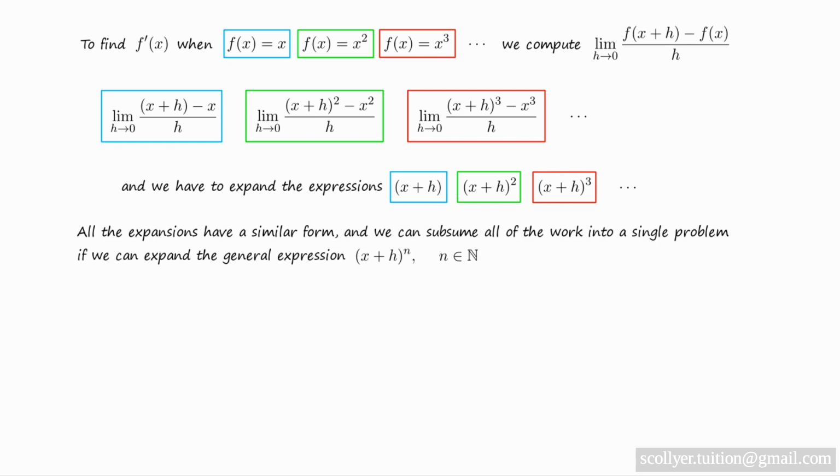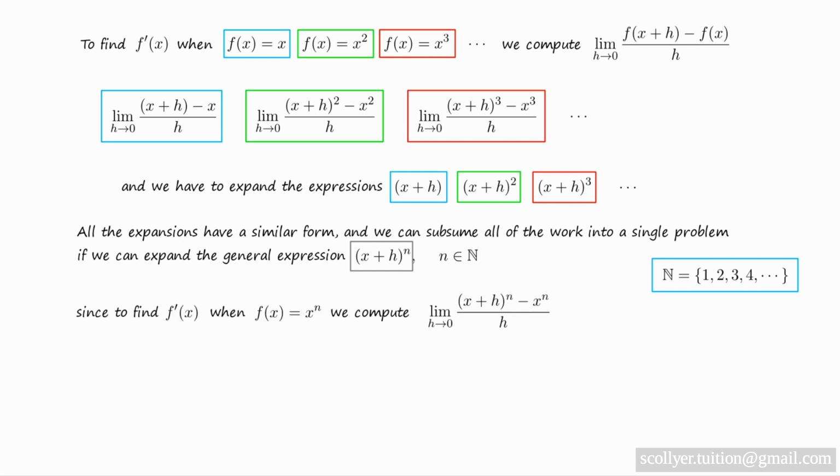Now, since all of these expressions have the same general form, we can do all of the work in one go if we can expand the expression x plus h to the power n, where n is an integer, i.e. where n is in the set containing 1, 2, 3, 4, and so on to infinity. And that's because in order to find f dash of x if f of x equals x to the n, we have to compute the limit as h tends to 0 of x plus h to the n minus x to the n over h.